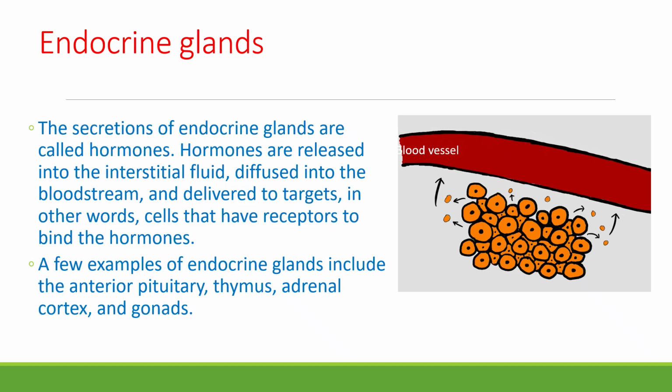So a little bit more about endocrine glands. The secretions of endocrine glands are called hormones. This is the first topic that we cover in the second half of this course. Hormones are released into the interstitial fluid. They diffuse over into the bloodstream, and then they're delivered to their targets. In other words, the targets have receptors that are going to bind those hormones. And you can see that in the picture right there. A few examples of your endocrine glands include the anterior pituitary, the thymus, the adrenal glands, the gonads, the pancreas. It goes on and on.